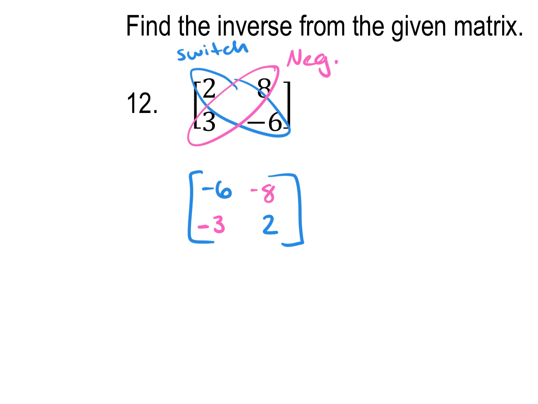And then we need to multiply this by 1 over the determinant. The determinant is the majors minus the minors. So 2 times -6 would be -12, minus 3 times 8 is 24. -12 minus 24 would be -36. So we want to distribute this to everything on the inside.